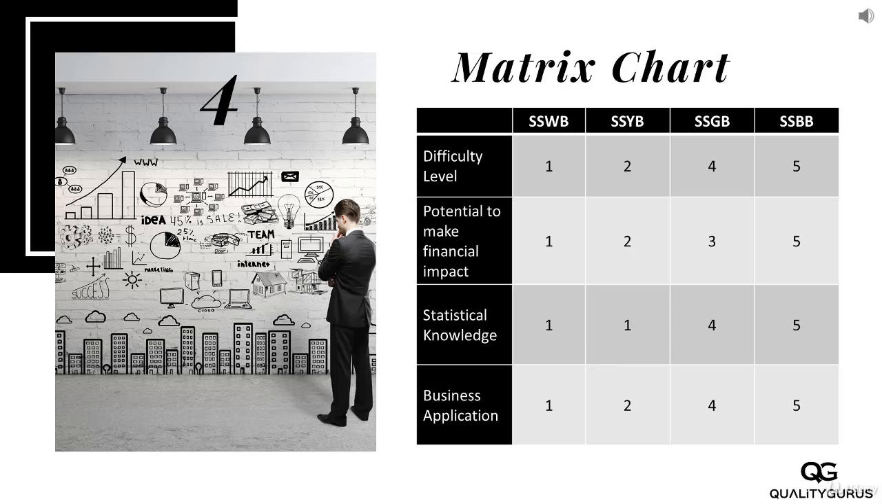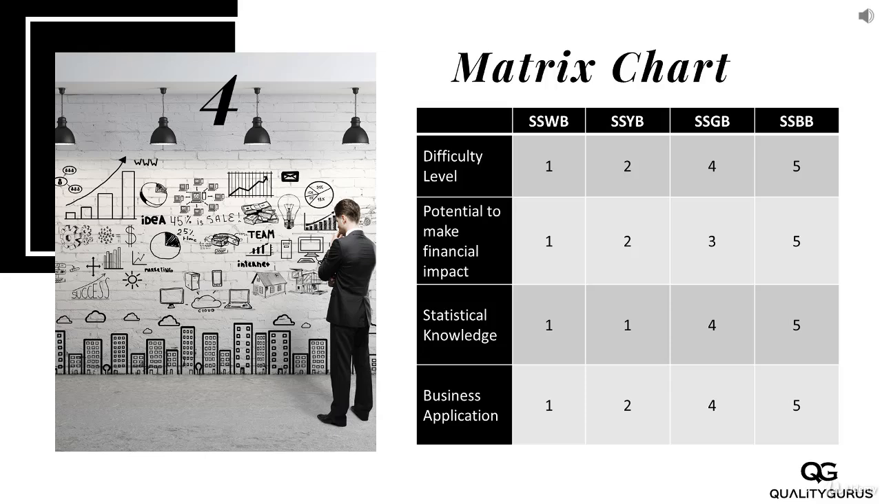The fourth tool in the root cause analysis as prescribed by the ASQ body of knowledge is the matrix chart. We have already talked about the matrix chart. There we took this example where we had 4 courses: Six Sigma white belt, yellow belt, green belt, black belt, and we made a matrix out of that depending on the difficulty level, potential, the statistical knowledge, the business application. This is your matrix chart, but then how does this help you in root cause analysis?